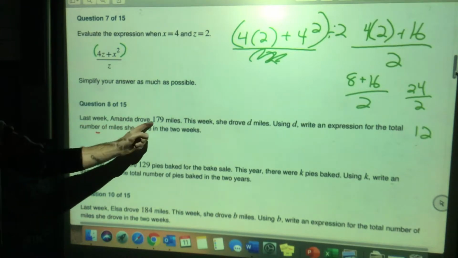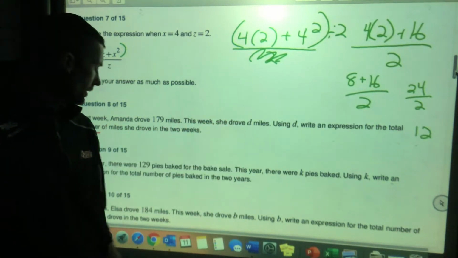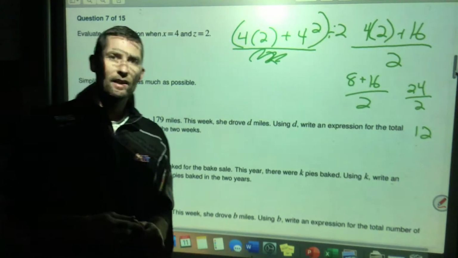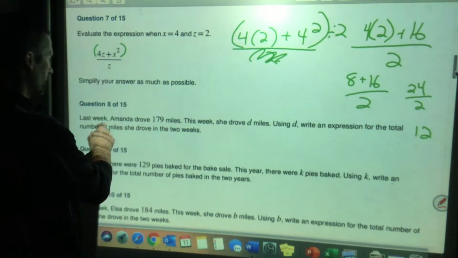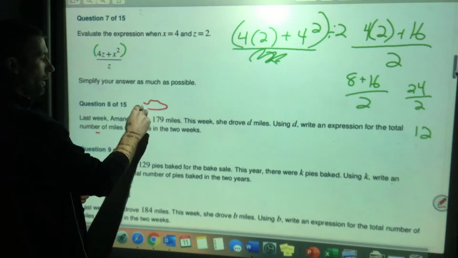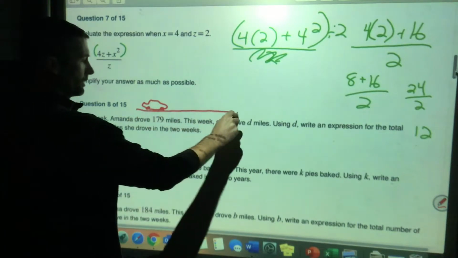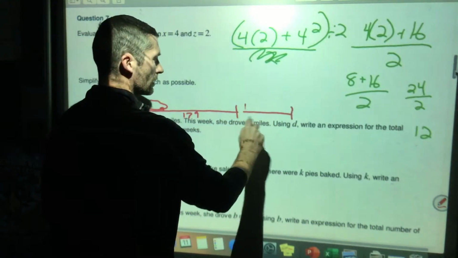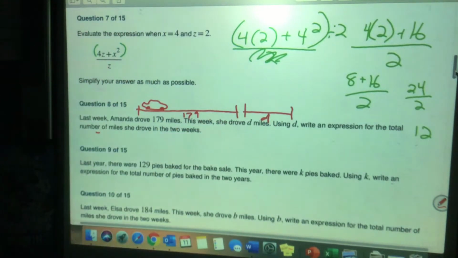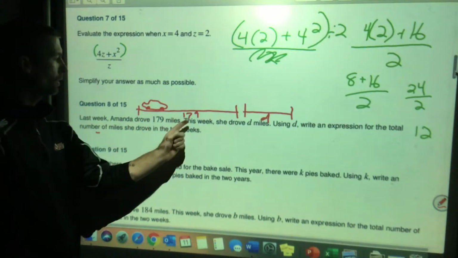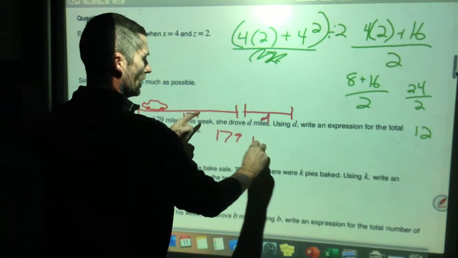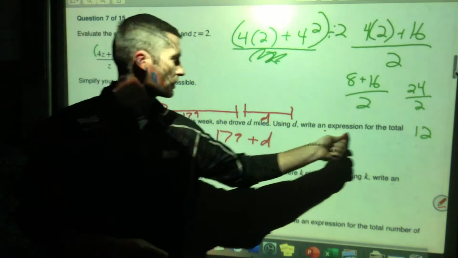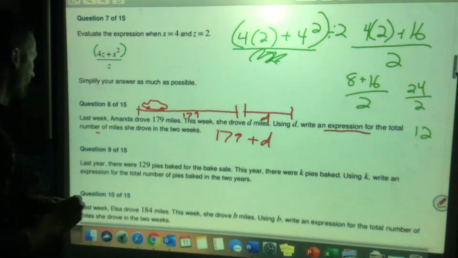Last week Amanda drove 179 miles. This week she drove d miles. Using d, write an expression for the total number of miles she drove in 2 weeks. Using our techniques, I like to draw this one. Amanda is driving her car down our line here. She's so far driven 179. This week she drove d. We don't know what d is, but it's going to be this far plus this far, so it's 179 plus d. That is our expression. It's an algebraic expression.